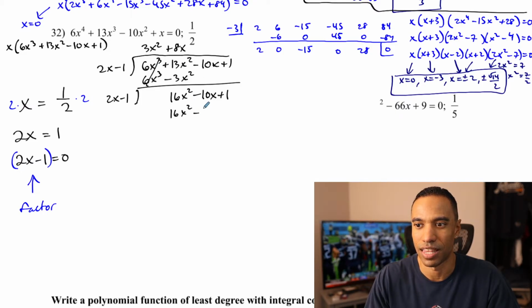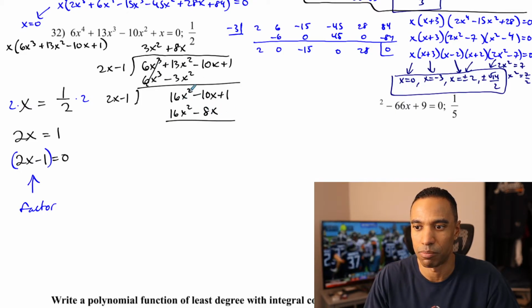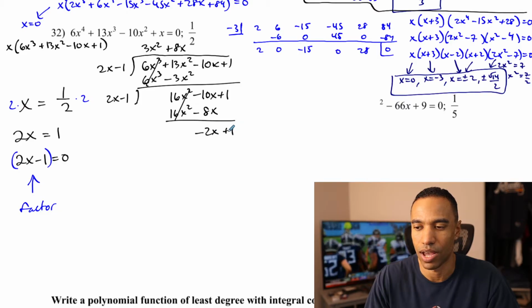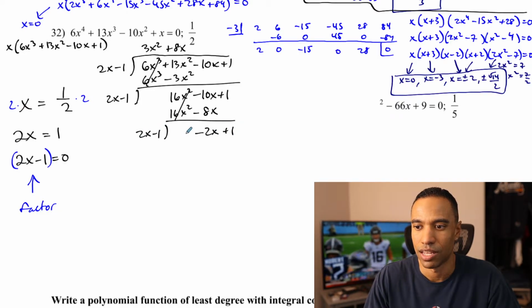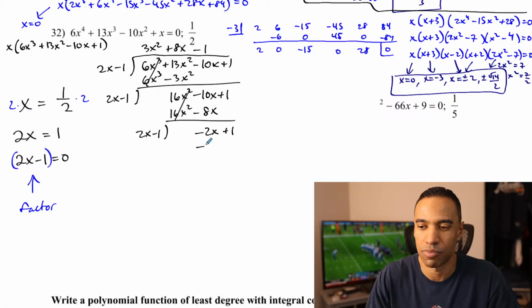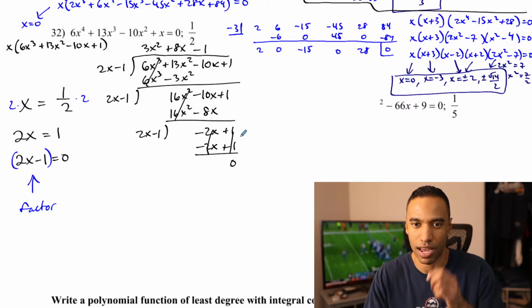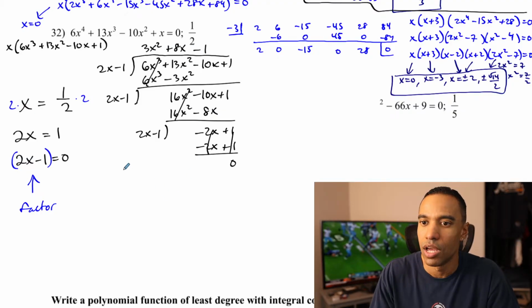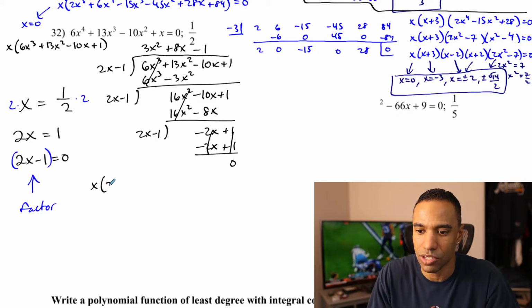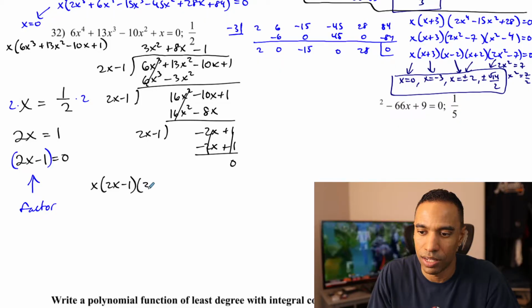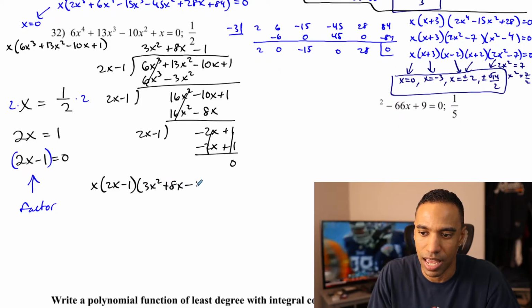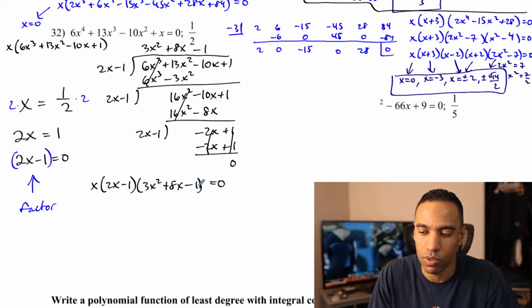16x squared and then minus 8x here. Subtract. That's negative 2x. And then 2x goes into negative 2x negative 1 times. That's negative 2x, and then plus 1. Subtract those. You get a 0 remainder as expected. And now we have this. So this is now factored into x times 2x minus 1 times 3x squared plus 8x minus 1. This all equals 0 here.